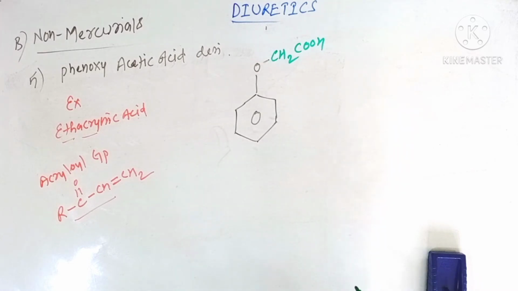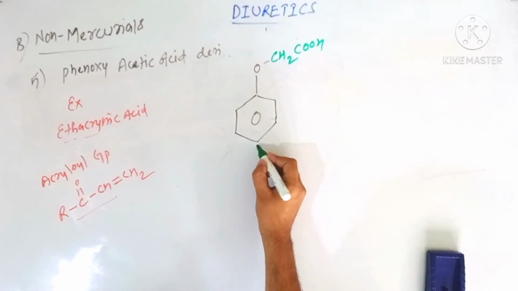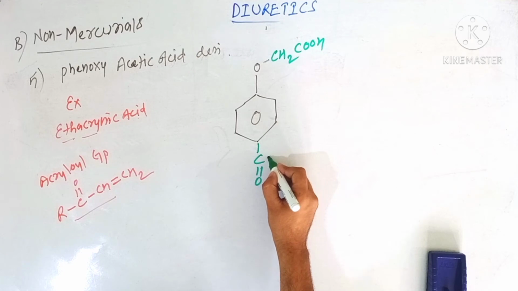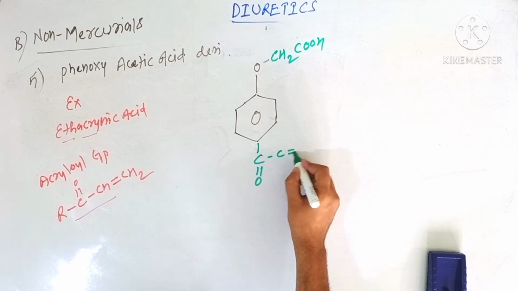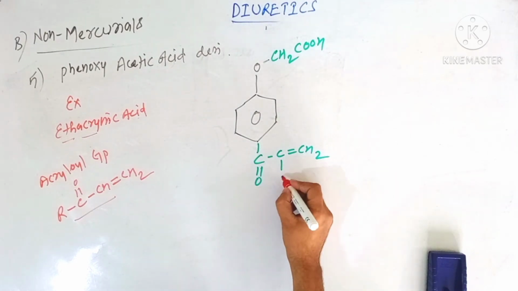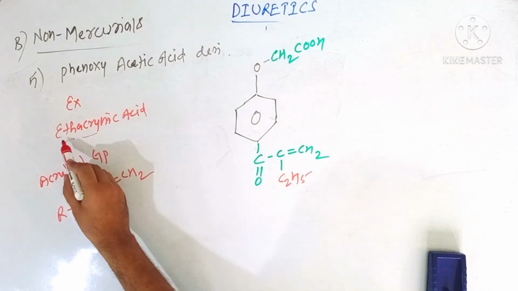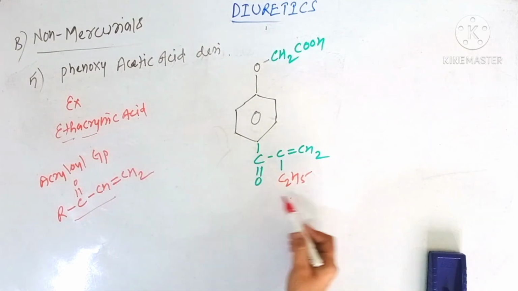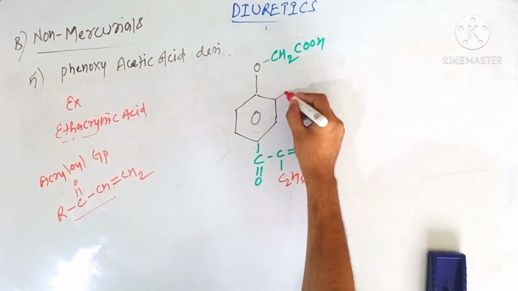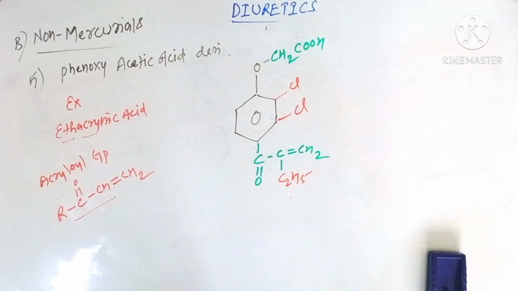So first we will draw the acryloyl group. So here is your acryloyl group, C double bond O, then C double bond CH2, and on this carbon this drug has ethyl and acryloyl. So ethyl and acryloyl, but this ethacrynic acid also has 2 chlorine at this position. So this is the structure, complete structure of your ethacrynic acid.